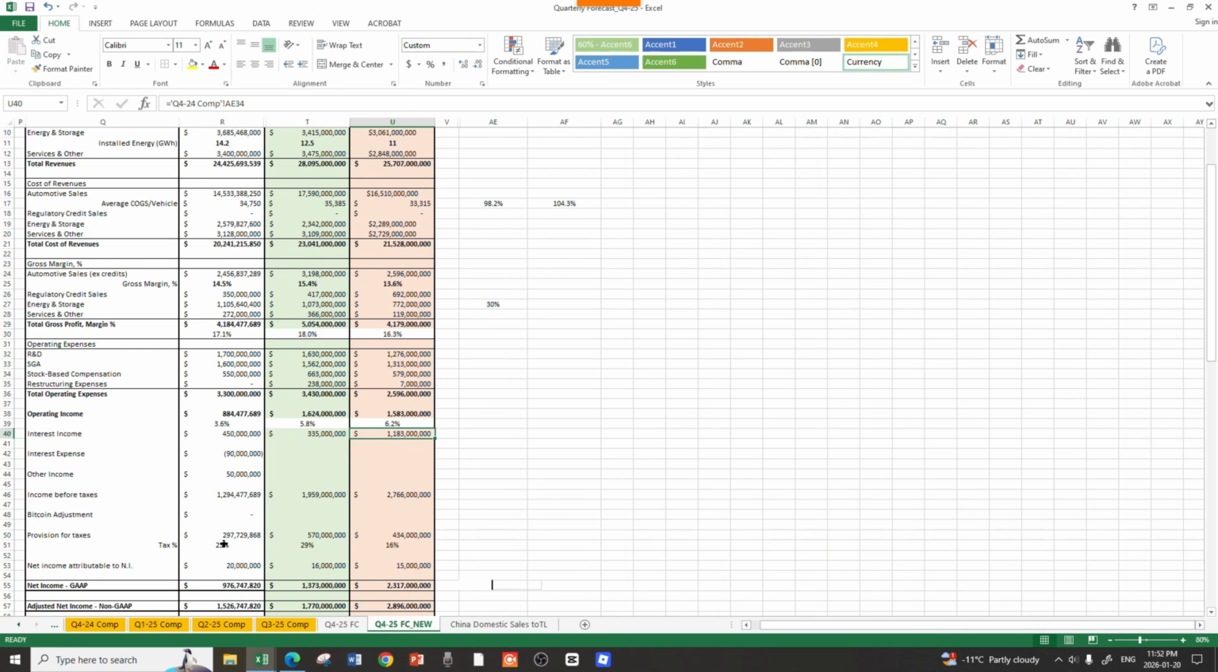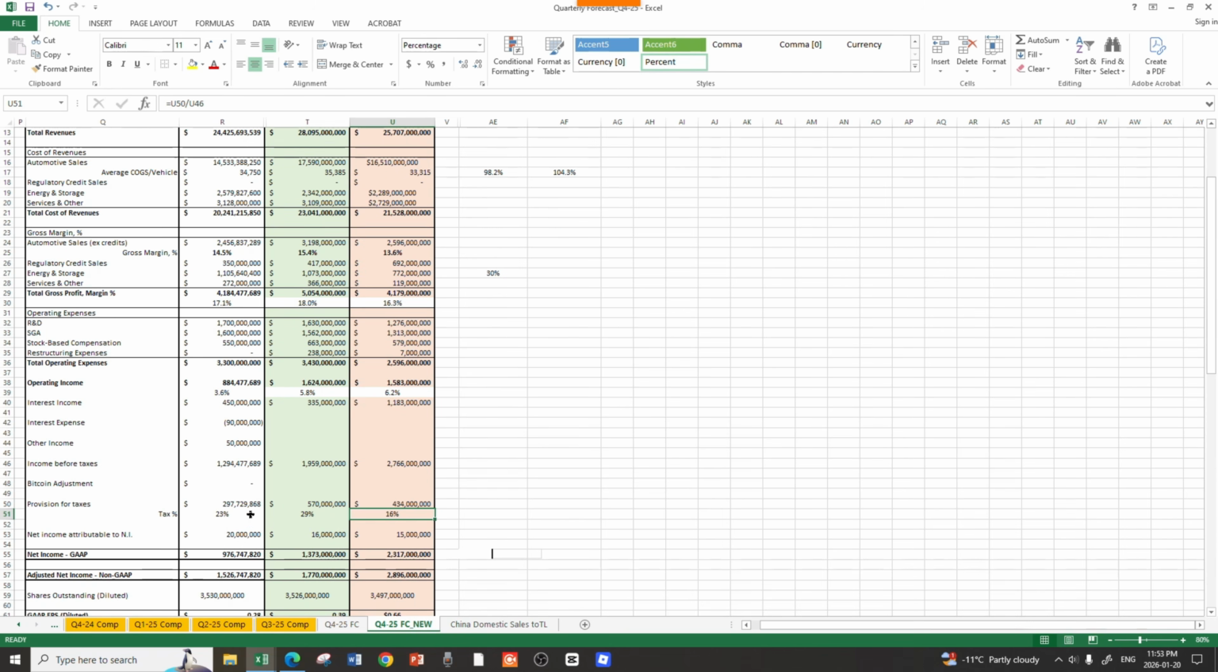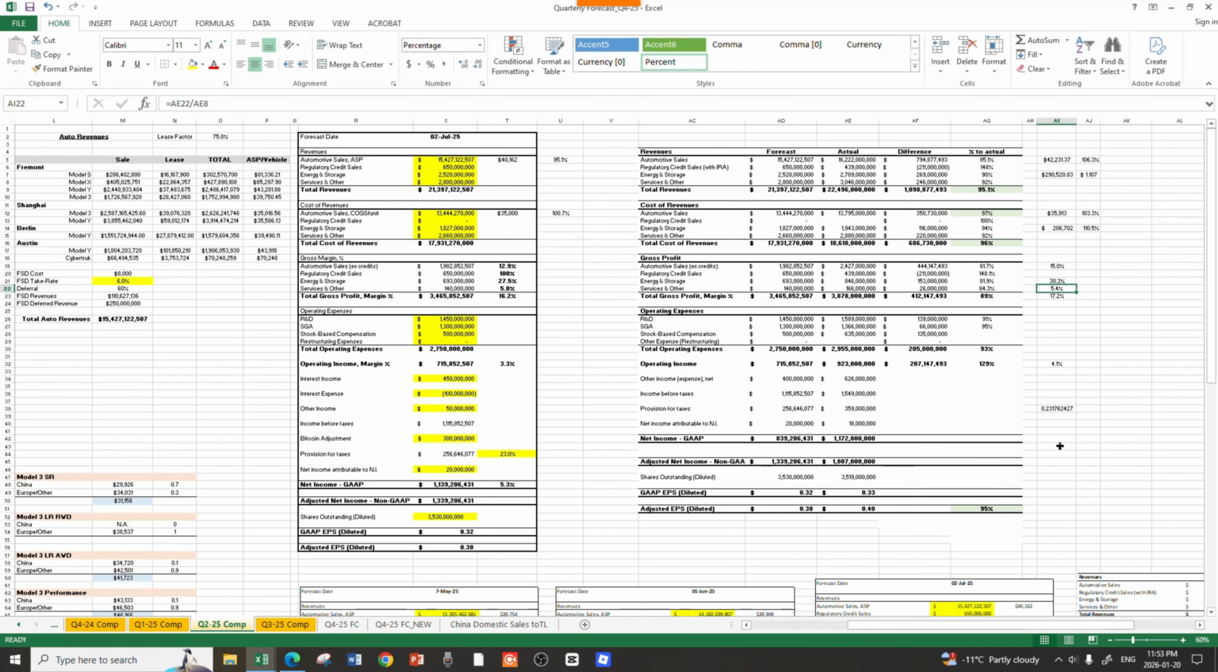The other big difference year over year is the tax rate. Tesla's been in the mid 20s all of 2025, and in 2024 they're still in the mid teens. So that obviously affects their net income number more than anything else. But that's the reality. Last quarter they're at 29. So I'm going back to 23, which is where they were I think in Q2. Yeah, they're 23 in Q2.